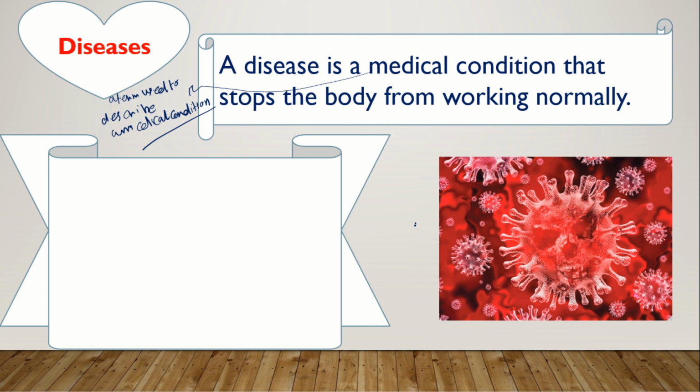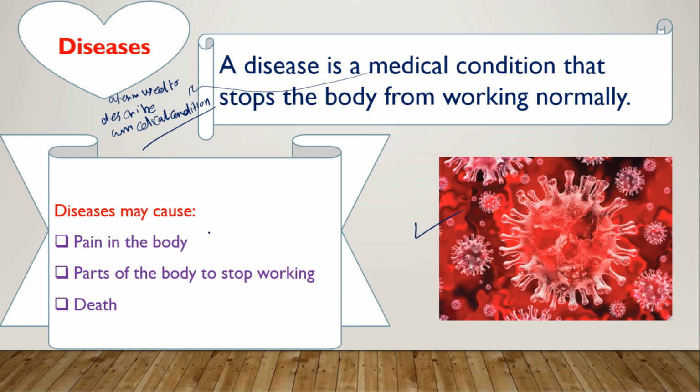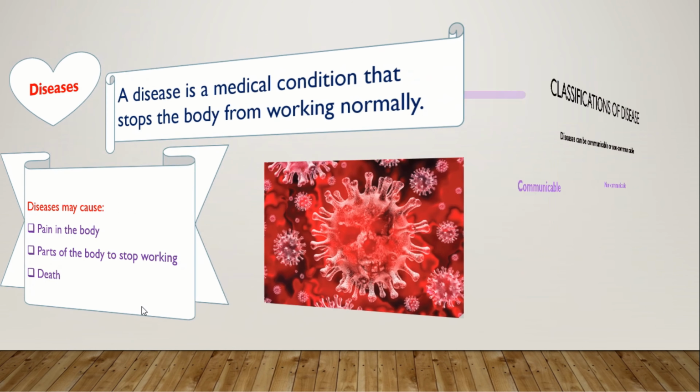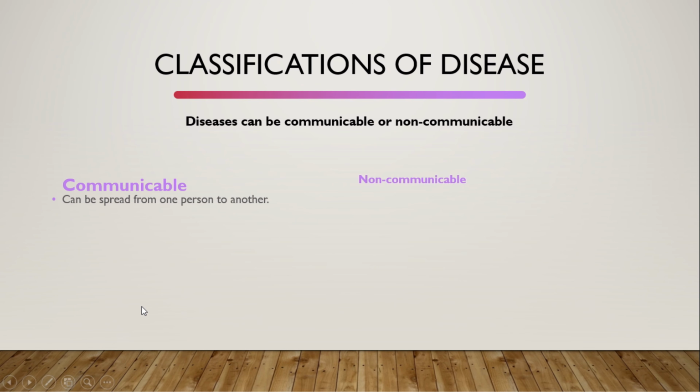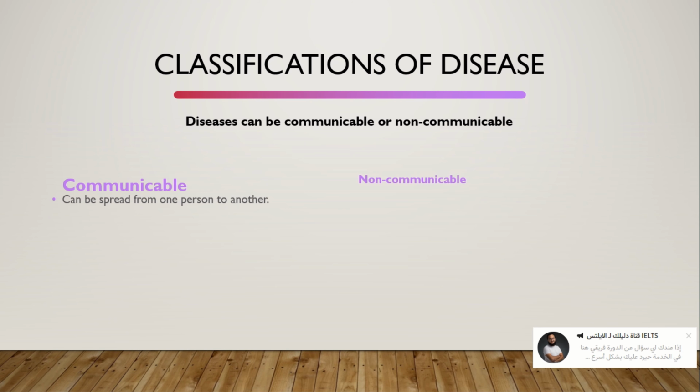Disease may cause pain in the body, parts of the body stop working normally, and death. Any part of the body can be affected by disease. It's important to understand the signs and symptoms of disease in different body systems so that you can recognize when you need to get medical help.